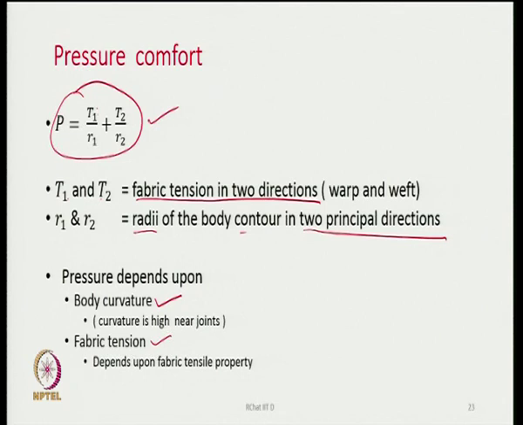So, we should keep in mind this simple equation, and from there we will be able to understand that if we want to keep the pressure within tolerable limit, then we should not allow the tension to go very high on the fabric, and therefore the appropriate measures have to be chosen, so that the pressure remains within limit. And we will discuss in more detail the pressure garment design in some other lectures.